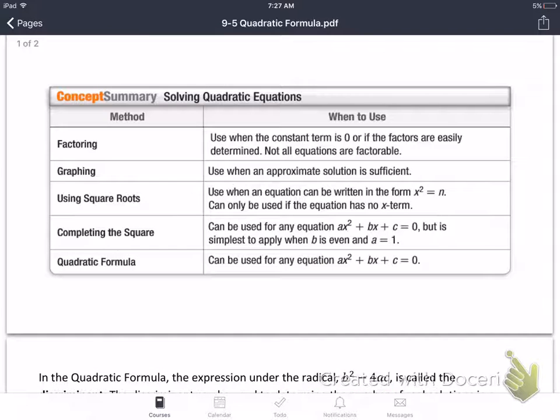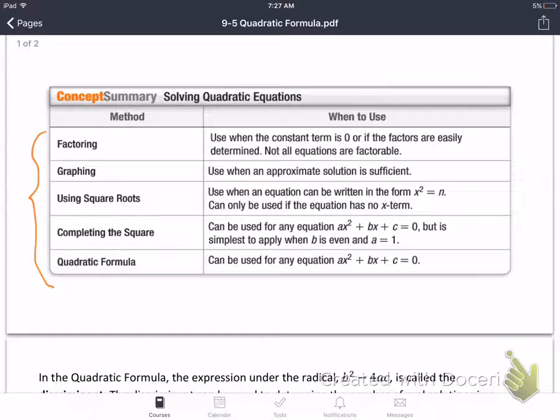So this table here I got from the textbook, and it gives you a pretty good idea of when to use the quadratic formula or when to use which method. Because we now know 5 methods. We know how to use factoring, which we did in chapter 8. So it gives you a description here. We know when to use graphing, right?